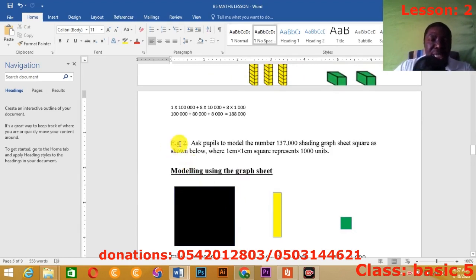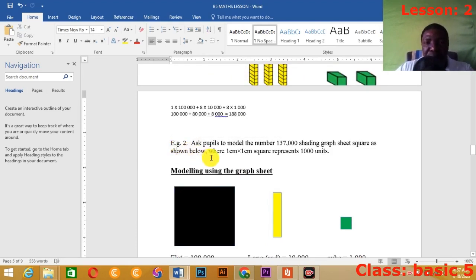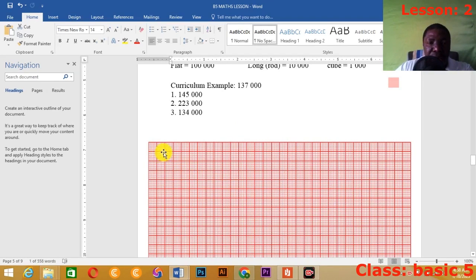Now let's take the second. This one is the second example in the syllabus. I told you we are going step by step based on the syllabus. So the second example in the syllabus is to ask people to model the number 137,000 by shading graph sheet squares as shown below. Where 1 centimeter times 1 centimeter square represents 1,000 units. 1,000 units here is represented by a cube. Okay, 1,000 represents a cube. So this is how a cube looks like.